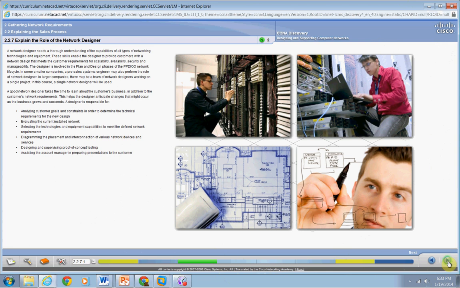To get back here where I need to be in my book. So the roles of the network designer, it says right here: you analyze the customer's goals, constraints, and needs to determine the technical requirements of the design. So this person is relying on the person doing the prepare phase and the plan phase to give the network designer the right information on what the company wants for their new design, so they can figure it out and design it. And design and supervise proof of concept testing. So everybody has to work well together.